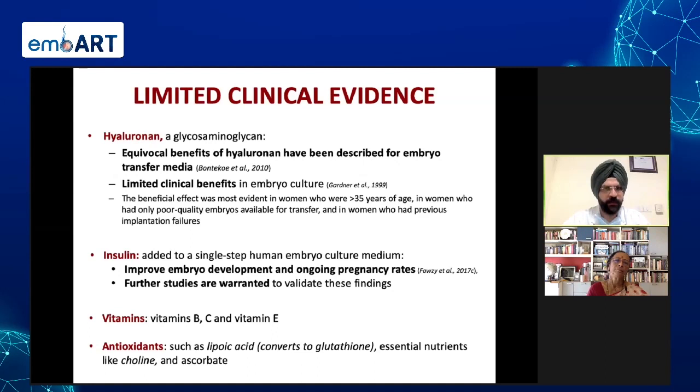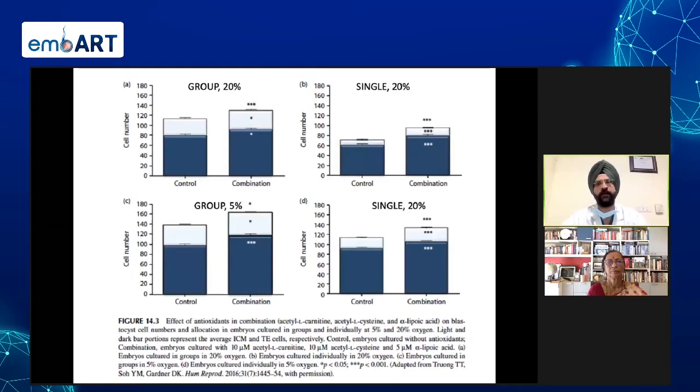But again, we also tried using the hyaluronate medias, and it actually doesn't make a big difference. Insulin improves embryo development and ongoing pregnancy rates, but further studies are needed. Vitamins B, C, and antioxidants: all the media contain antioxidants, such as lipoic acid, choline, ascorbate. But again, you have to understand that these antioxidants are beneficial only in certain conditions. They're beneficial in all the conditions, but they are significantly beneficial in some conditions.